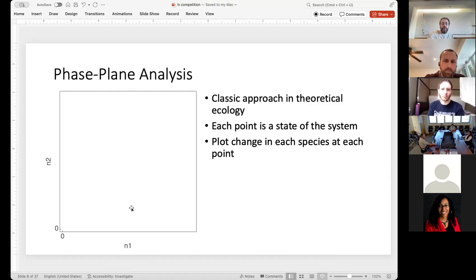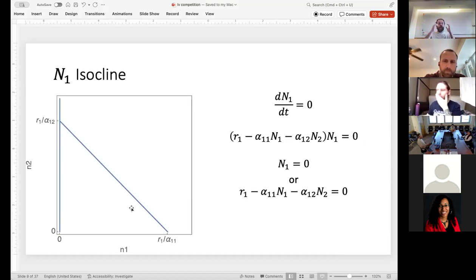Okay, so the first ingredient we're going to need in this analysis is what are called isoclines. Isoclines are a set of N1s and N2s where a given species stops changing. We take its time derivative, set it equal to 0, solve for that, and plot it in this phase plane. For species N1, it stops changing in two ways. Either N1 equals 0, which means you forgot to add the N1 to your experiment, and if they're not there, we're assuming it's a closed system.